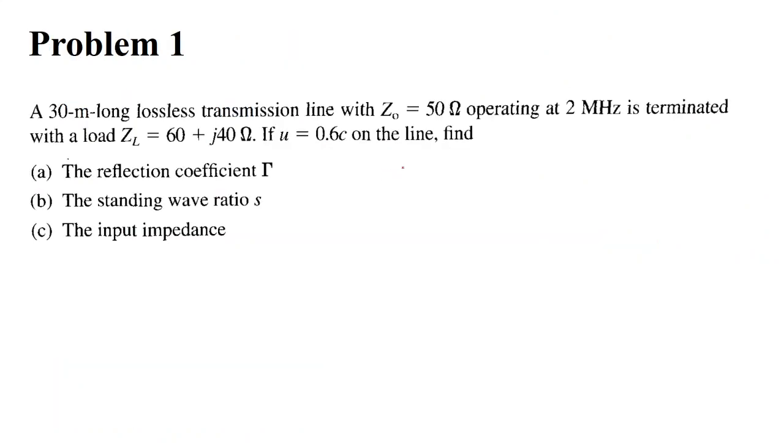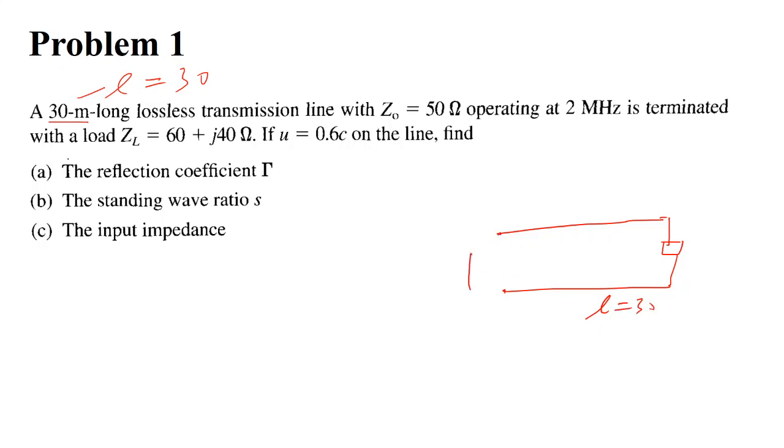So here we have a problem to understand how we can find this. This is for you to do. I will give you some hint here. The problem is a 30 meter long lossless transmission line. So here the length is 30 meters. You are taking the transmission line whose load ZL is connected here somehow, and this length is 30 meters. So you are here, and this is the 30-meter length.